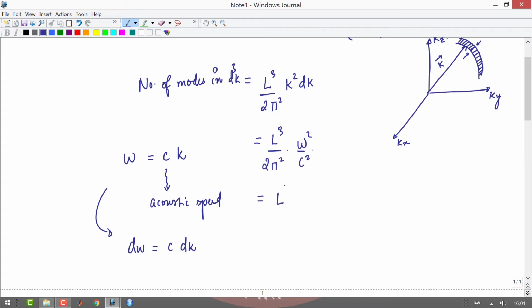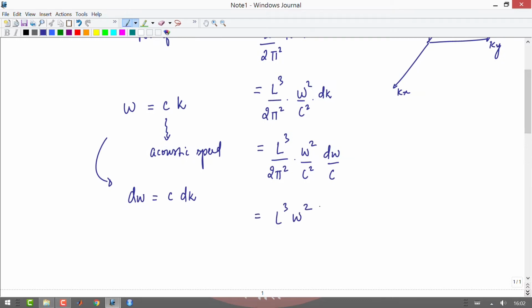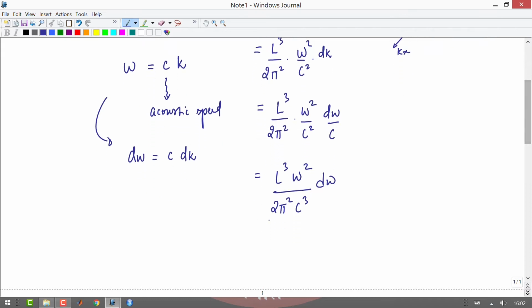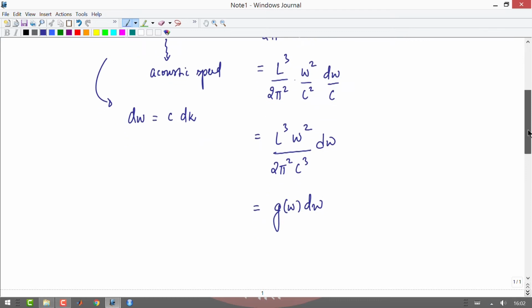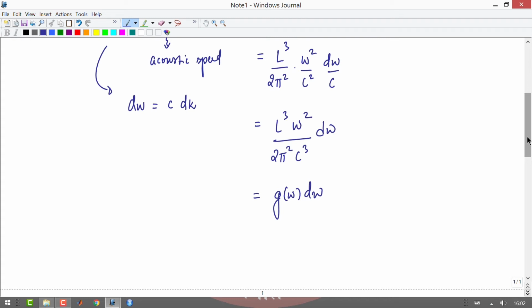So, I can write this in turn as L³ over 2π² into ω² by c² into dω by c. Okay. So, this is nothing but L³ ω² by 2π² c³ dω. And I know for sure that this is my density of states multiplied by dω, because the number of states are conserved. So, this is also equal to g(k) dk, the number of modes in the interval k and k plus dk, or you can write it as the number of modes in the interval ω and ω plus dω.